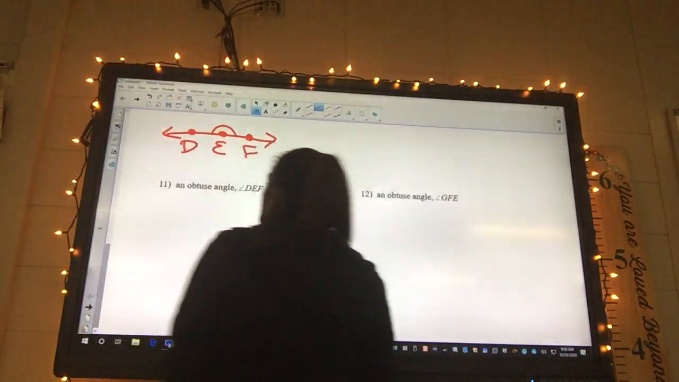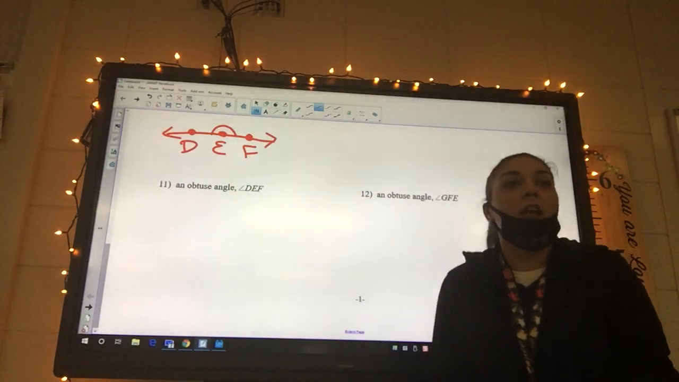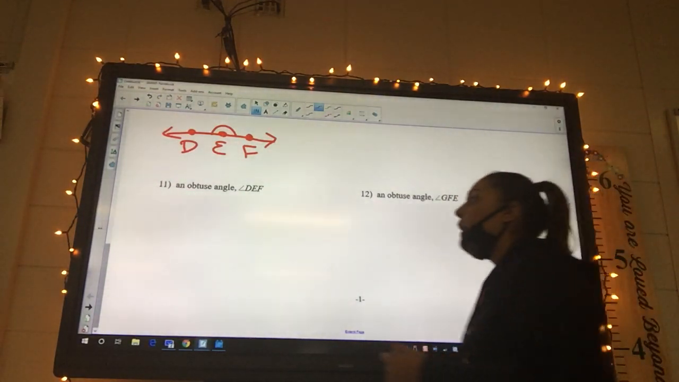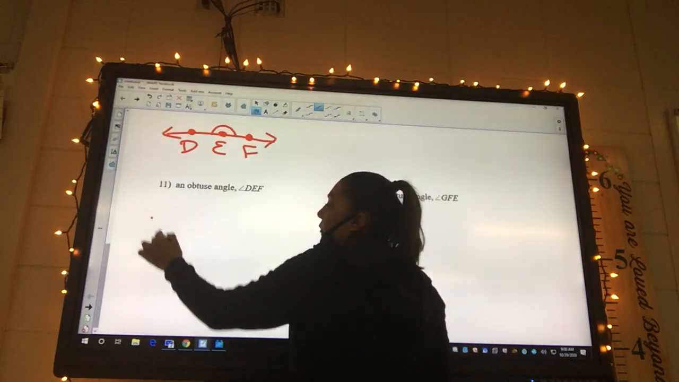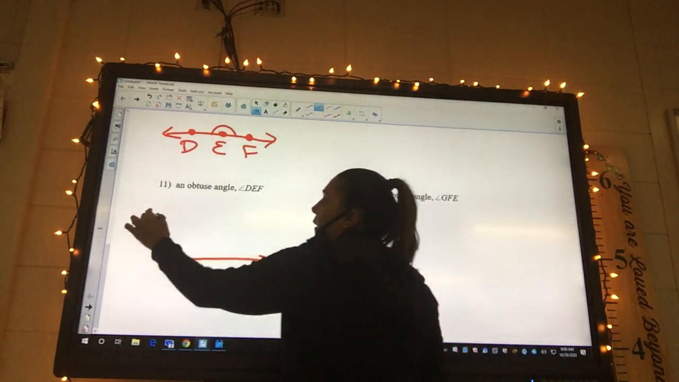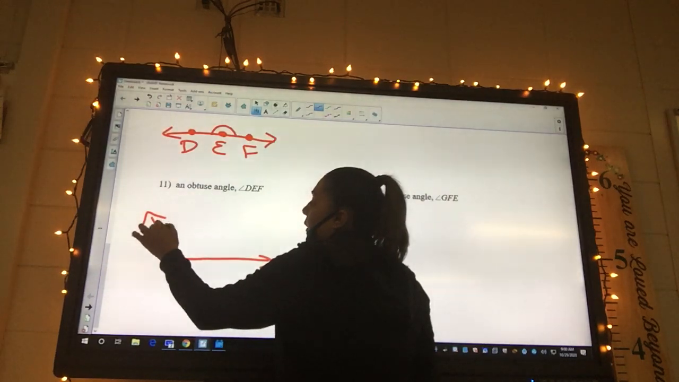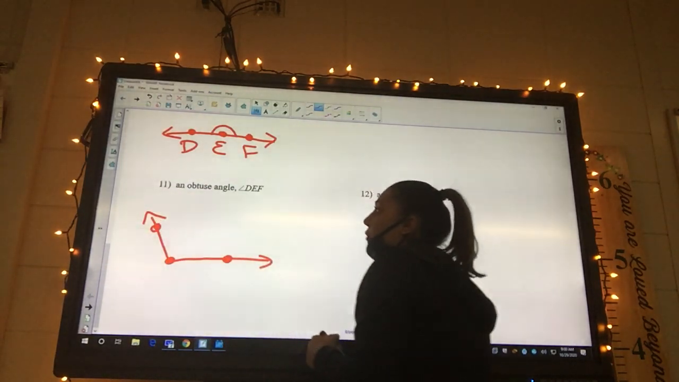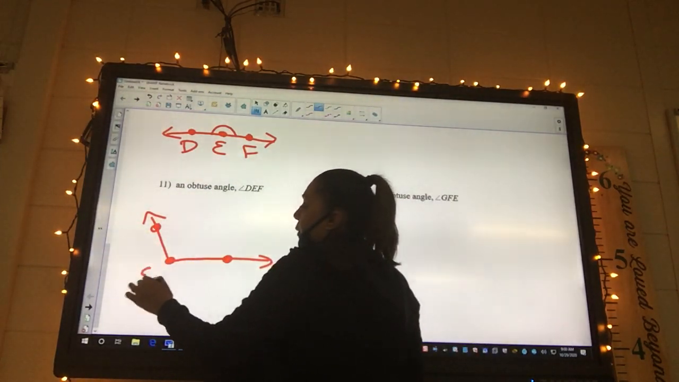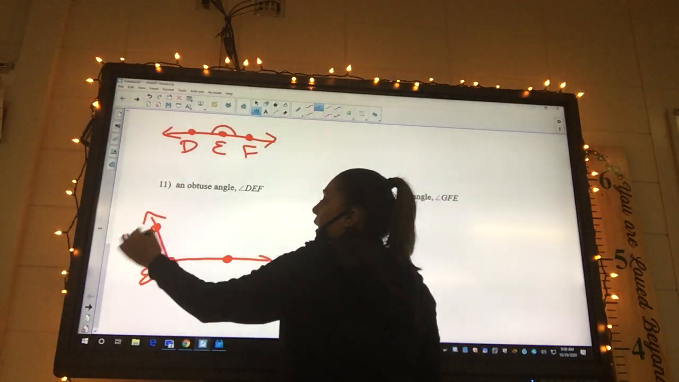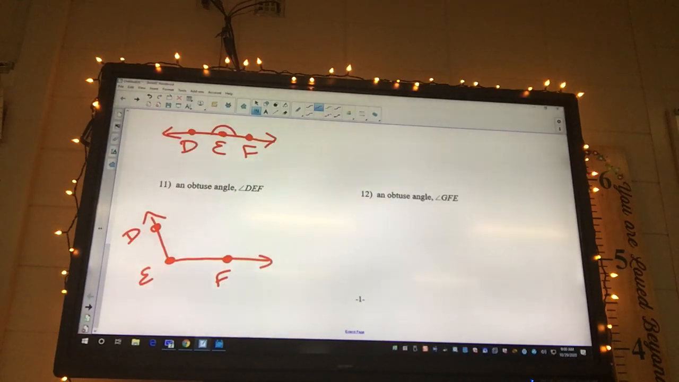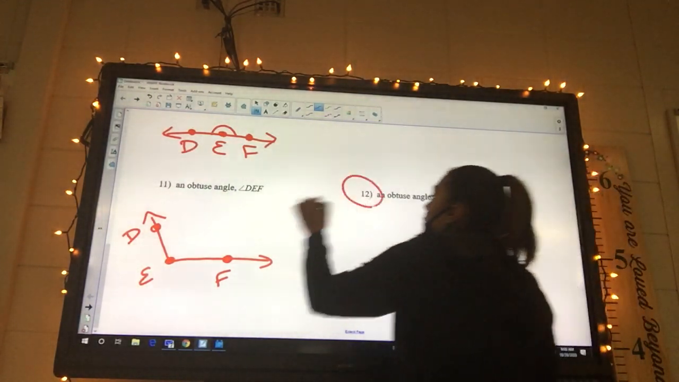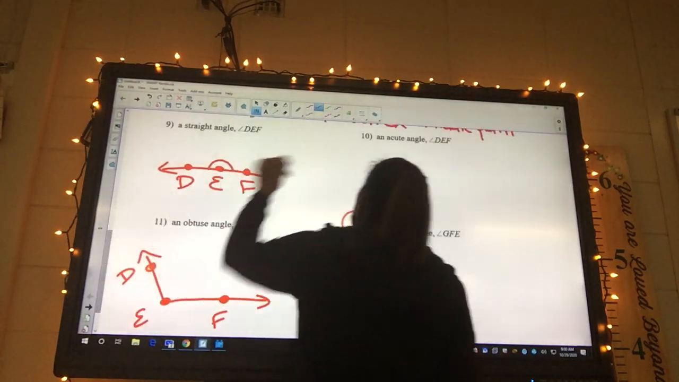Okay. So the other one says, well, let's do 11. It says an obtuse angle DEF. What's the vertex? E again, okay? And my obtuse angle should be fairly large. I think that's right. And you draw 3 points, and we're definitely going to put E as our vertex, and we've got D and F. It's quite straight, but it's not quite right. Sorry, I tried. Okay, and then you can circle 12 and 10.